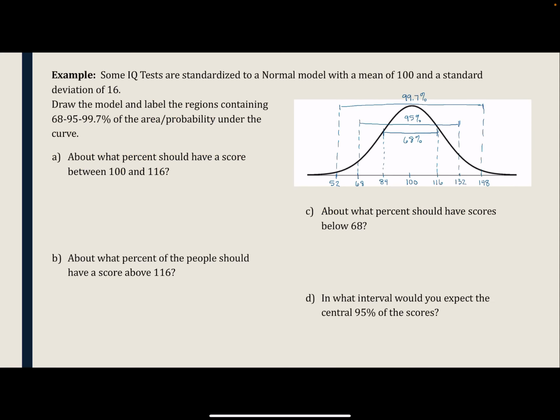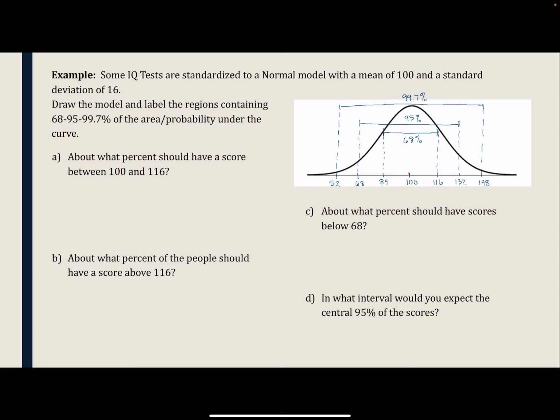So I'm going to just do one example in this video, and then I'm going to do more examples in future videos. And with this example, I'm going to specifically use the empirical rule. It says some IQ tests are standardized to a normal model with a mean of 100 and a standard deviation of 16. So I drew in all the information with my 68, 95, 99.7 rule.